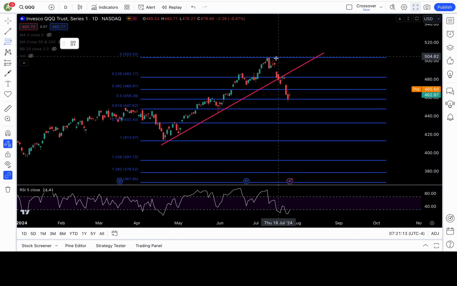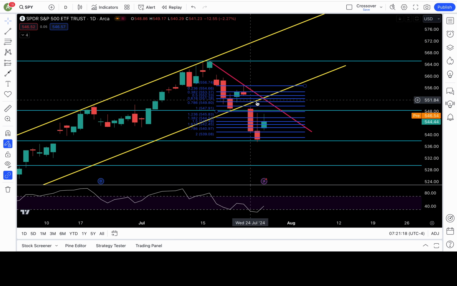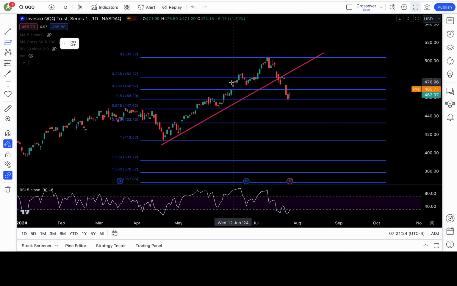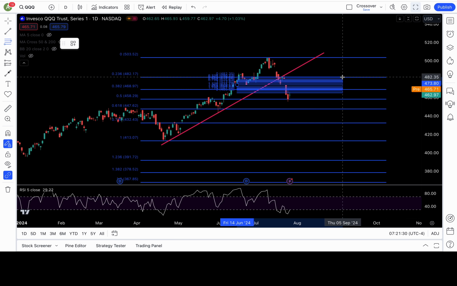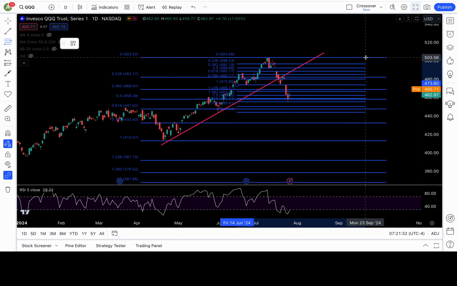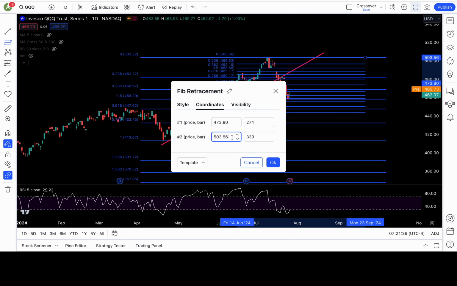For this one, the way I'm going to start it, because you guys can see with SPY I think I went a little bit too close, so the levels were a little too close. So with Triple Q, in order to get the levels a little more spread out, I'm going to go to this pivot low on June 24th, and then I'll take it up to the all-time highs, which is at 503.52.